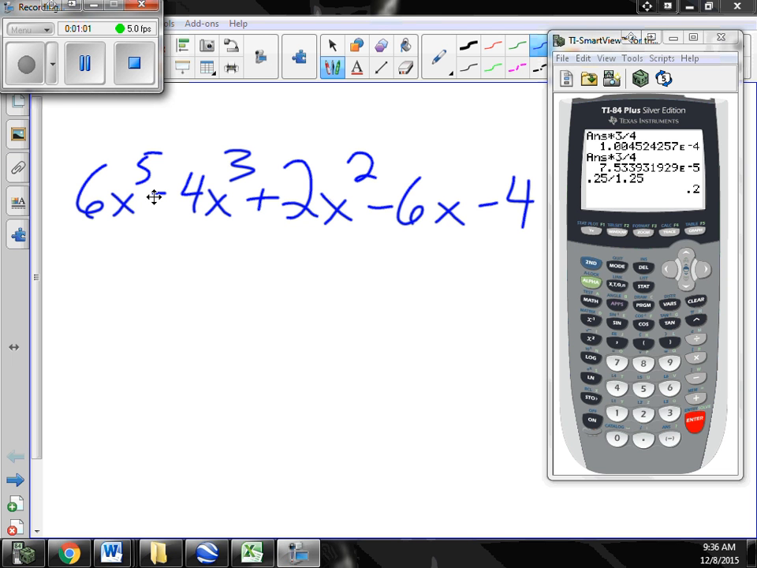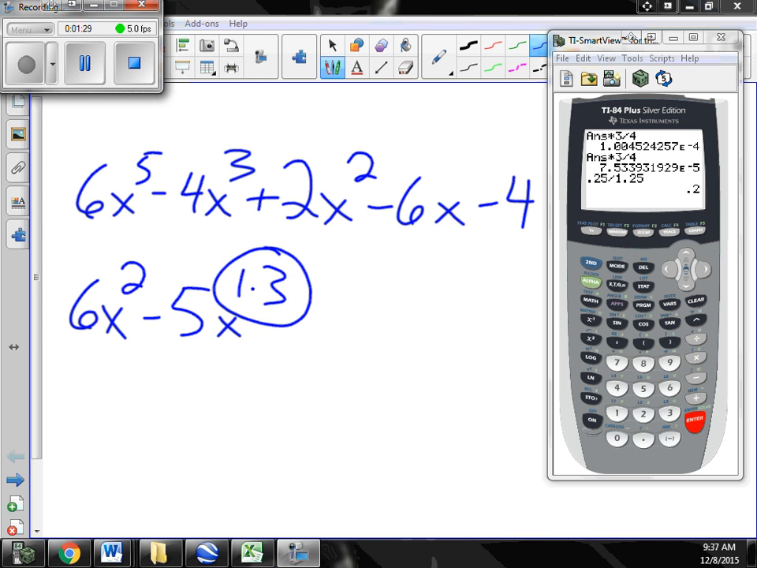Okay? And we can set up a lot of rules for polynomials, but the simplest is this. All variables have to have whole number exponents. So if I had something like 6x squared minus 5x to the 1.3, that is not a polynomial because this is not a whole number.